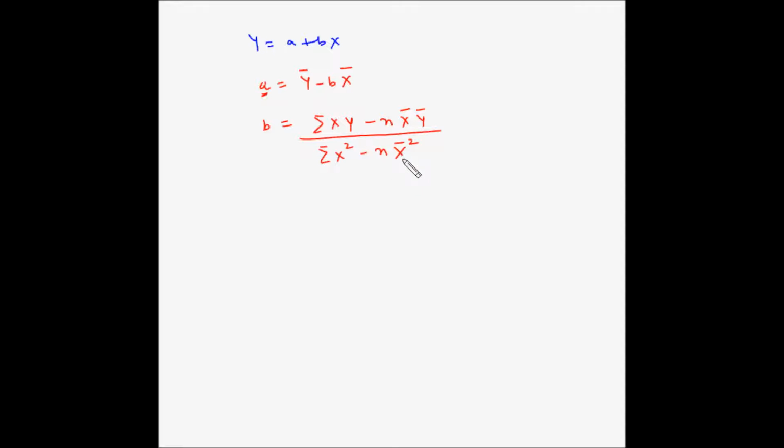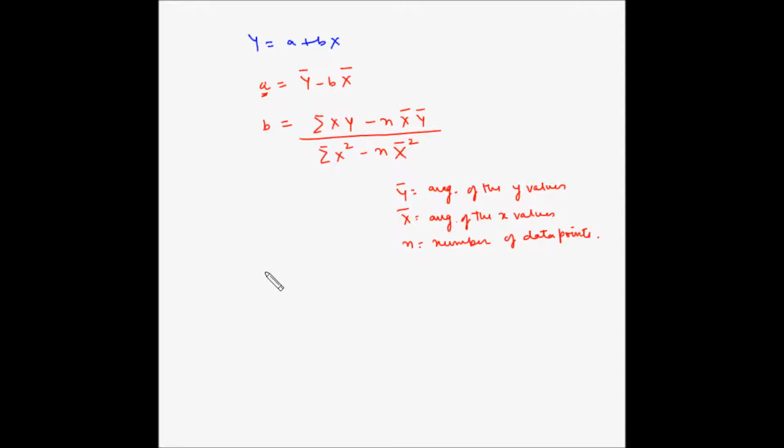x bar square. So here a is again the y-intercept, b is the slope of the line, y bar is the average of the y values, x bar is the average of the x values, and n is the number of data points.